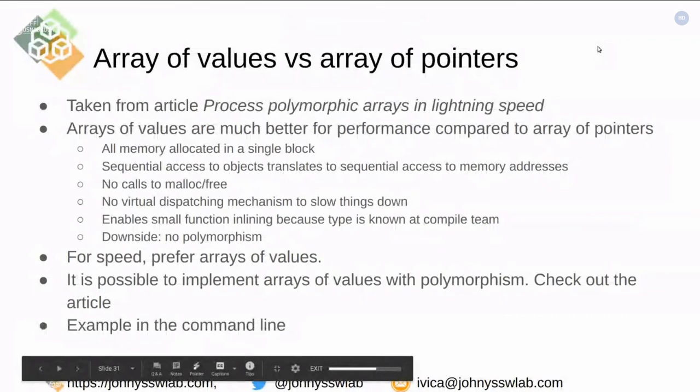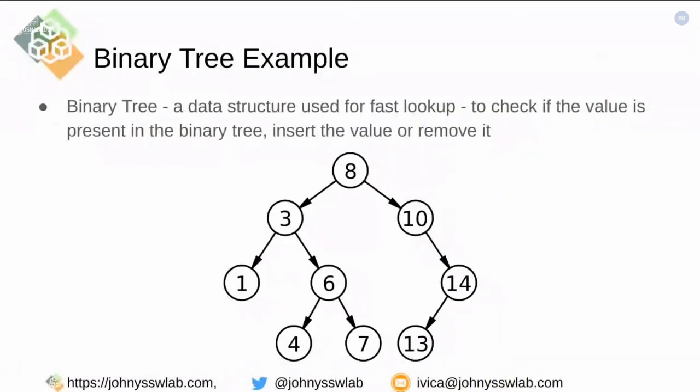Cool. Okay. Next example is a binary tree example. So let me give you a small introduction for those who don't know what a binary tree is. It's a data structure used for fast lookup. We use it to check if a value is present in the binary tree, insert a value, or remove it. So here's an example of a binary tree. We want to check if the element number 5 is in the tree.